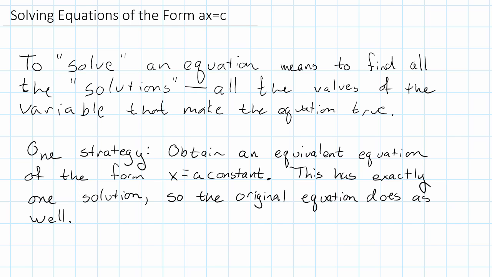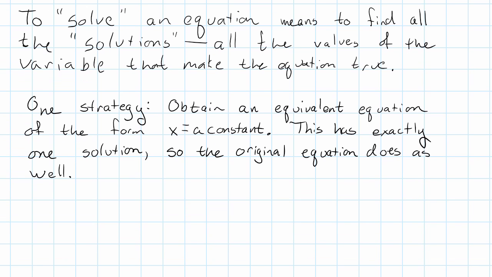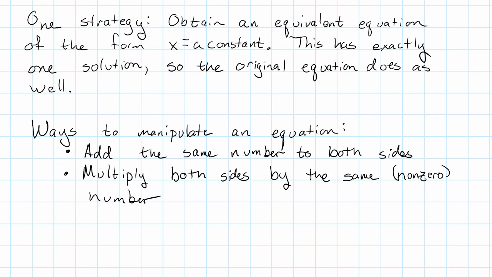The solution strategy that we're going to choose for linear equations in one variable is to manipulate the equation to obtain an equivalent equation of the form the variable just equals a constant, which has exactly one solution. Since this is equivalent to the original equation, we then know that the original equation has exactly one solution. And remember our tools for manipulating an equation. We can add the same number to both sides, or we can multiply both sides by the same number, provided that number is not 0.